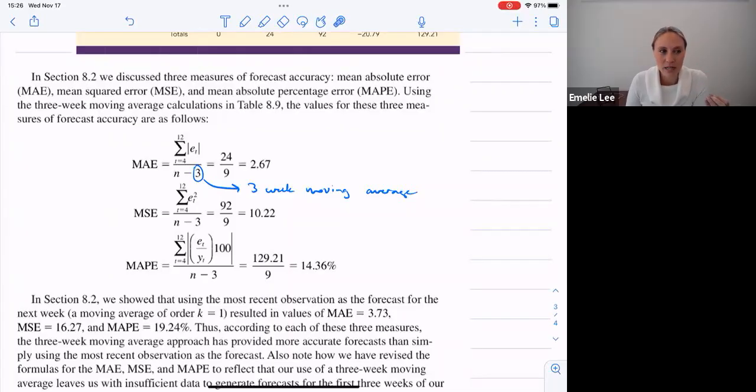So we don't have a forecast for the first value, and now we don't have a forecast for the third value. And even if you had to find the average forecast error, you wouldn't divide by 12. You would see that there are only 9 forecast errors, so you would use 9 as your denominator. So we get these different values.